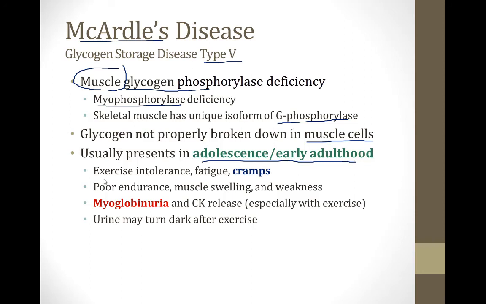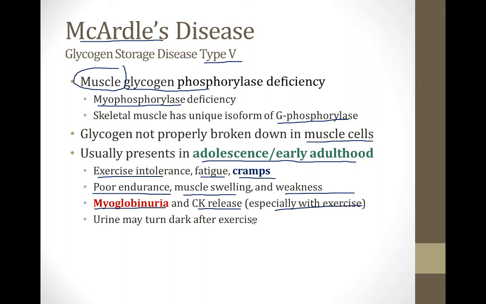The problem will be muscle difficulties, exercise intolerance, fatigue, and especially cramps. People with McArdle's disease have poor exercise endurance. Their muscles can swell and be weak. Sometimes these patients develop muscle damage with exercise, and as a result, they can get myoglobin in the urine and creatine kinase release, especially with exercise.